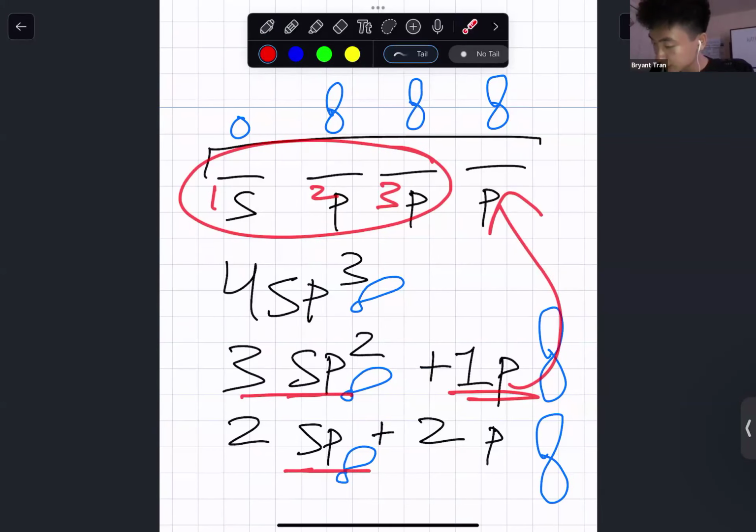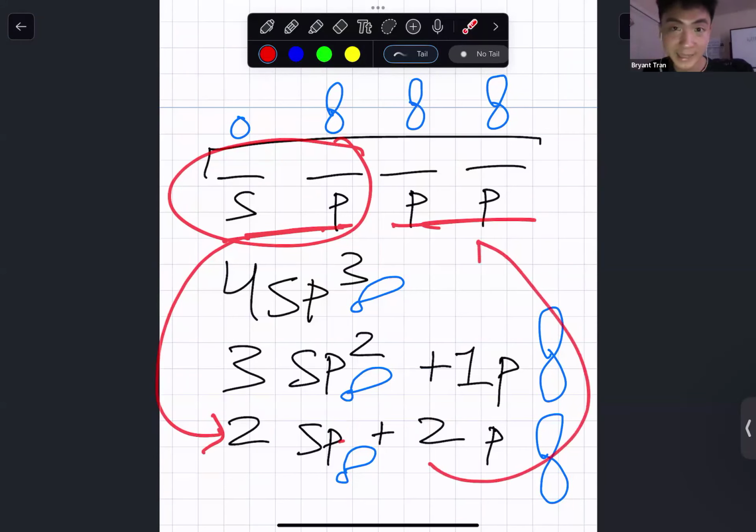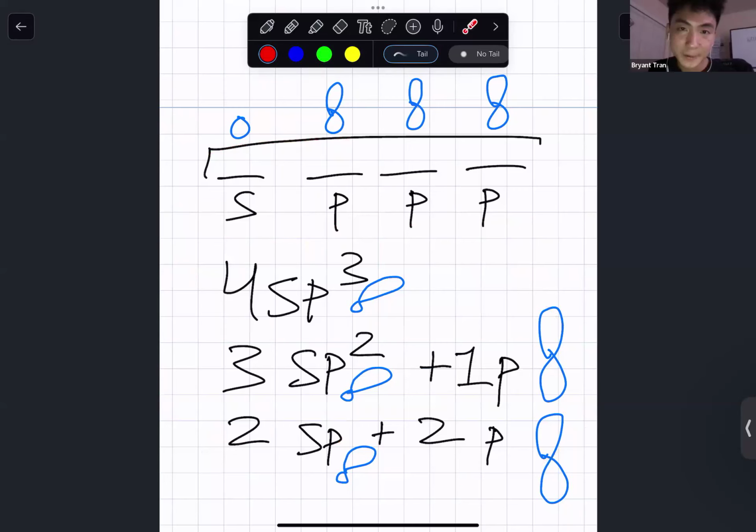If you have sp, you're combining 2 orbitals, 1 s and 1 p, to get 2 sp hybridized orbitals and 2 unhybridized p orbitals, like that. Right? Did that make sense, Amanda?